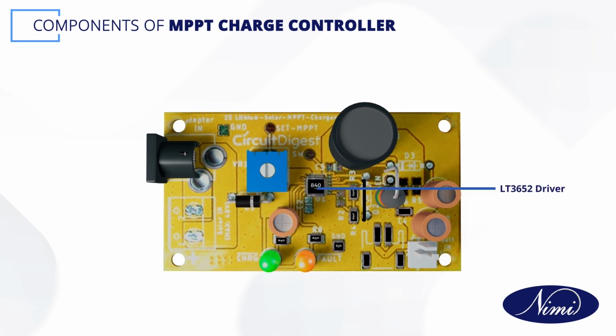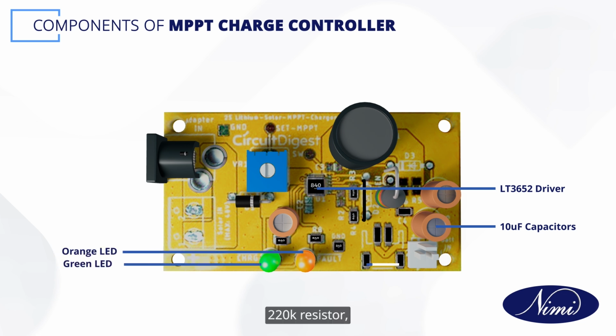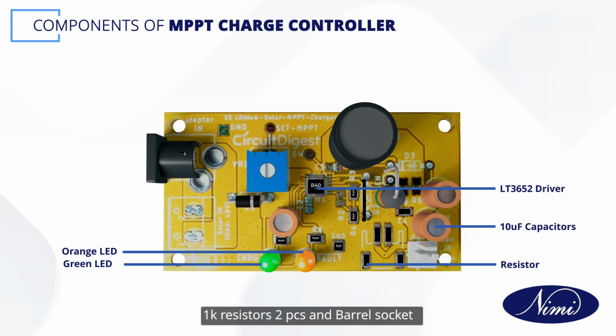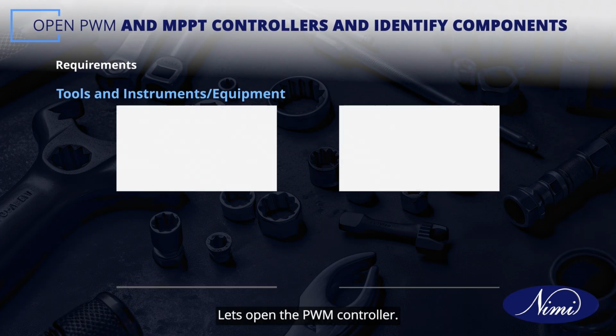LT3652 driver, capacitors 2 pieces, green LED, orange LED, 220K resistor, 330K resistor, 200K resistor, 68 UH inductor, 1 UF capacitor, 100 UF capacitor 2 pieces, battery 7.4V, 1K resistors 2 pieces and barrel socket. Let's open the PWM controller.